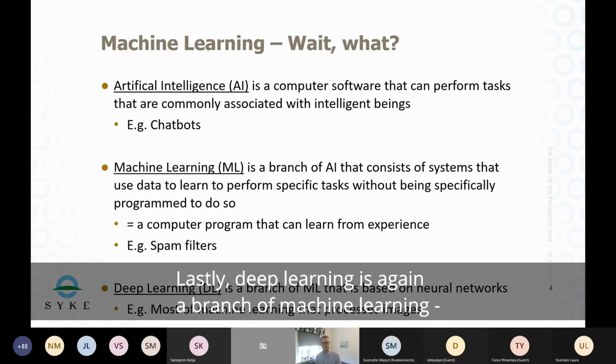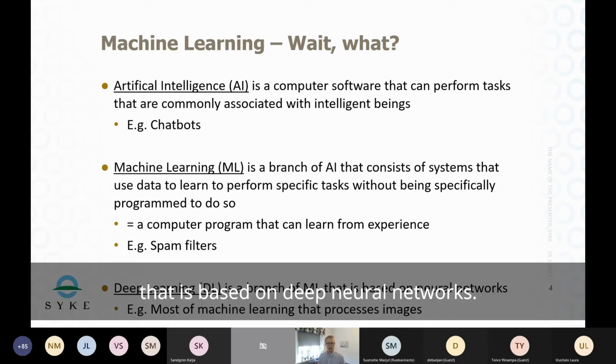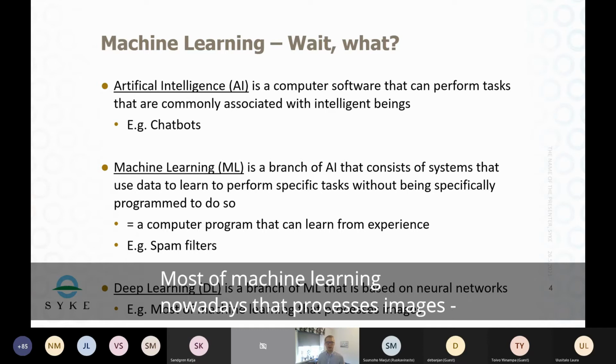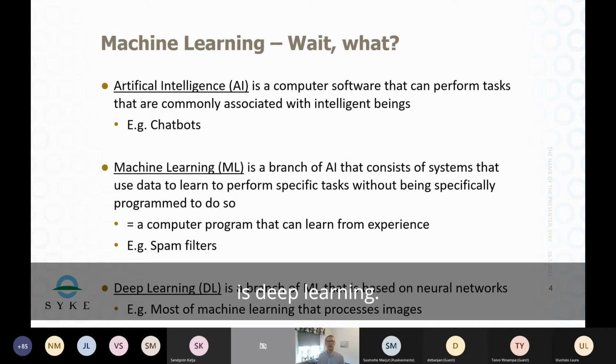And then last, this deep learning. This again is a branch of machine learning that is based on deep neural networks. And most of machine learning nowadays that processes images is deep learning.